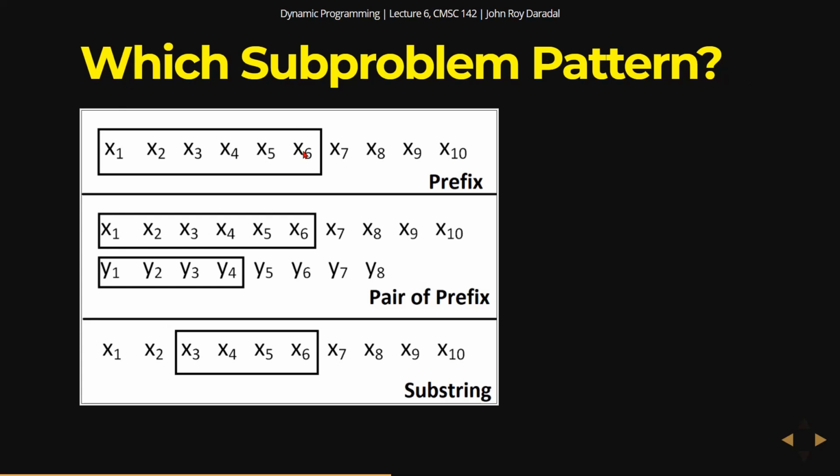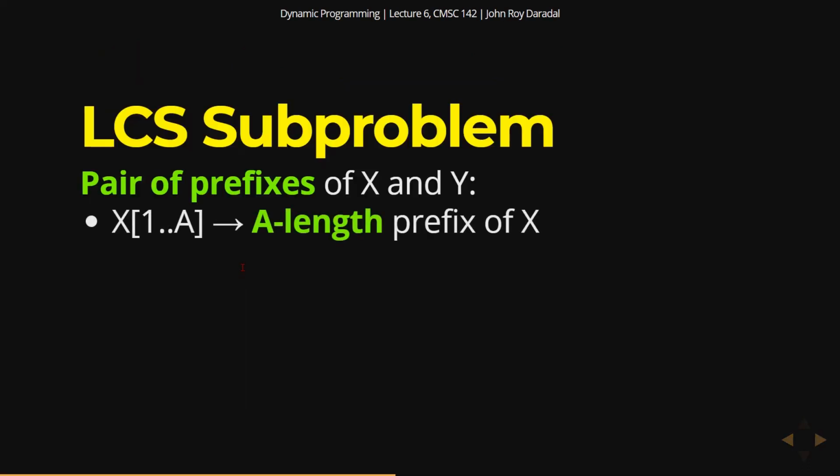So of course we can't use prefix because it only has one, or substring, it only has one. So we'll have to use the pair of prefixes because the LCS problem has two inputs. Okay, so we'll need to use the pair of prefixes. So the pair of prefixes of x and y, we'll denote it again as x from 1 to a, is the a length prefix of x.